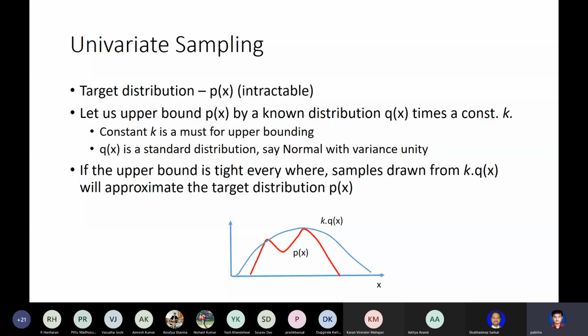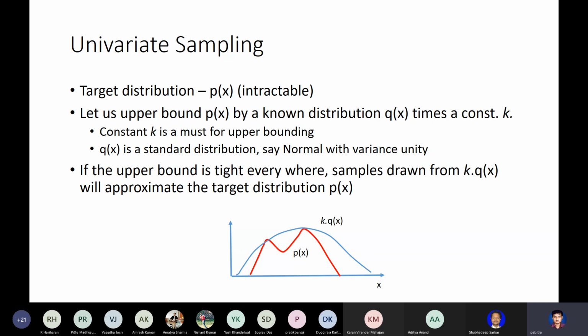Let us first consider a simple strategy. Let's say our target distribution is univariate. So there is only one variable x, and the target distribution is this red curve p(x). We want to draw samples from this p(x).